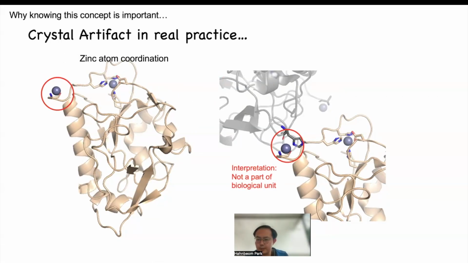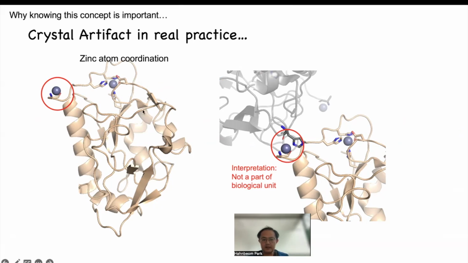And this is extremely important when you interpret the structure from PDB, especially when it's a crystal structure. You often forget that the asymmetric unit you're looking at from the PDB is not the actual biological unit. If you open up a structure like this, it has 2 zincs coordinated to the protein, and you'll think these things are real, but that's not actually real.